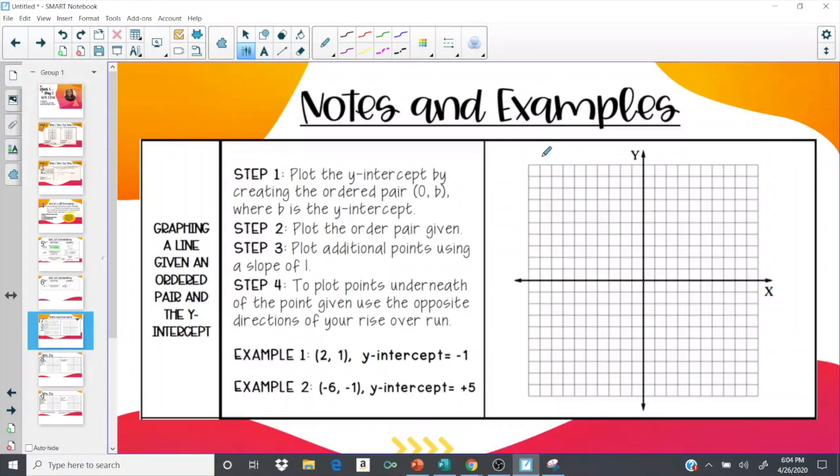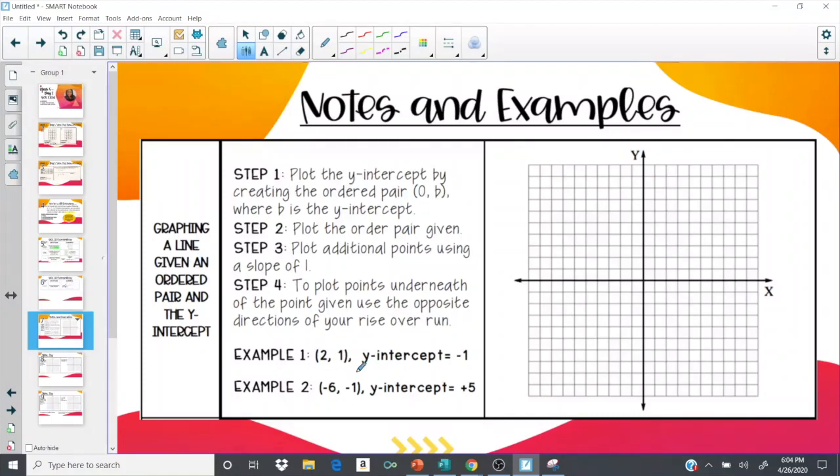So now let's practice graphing a line given an ordered pair and the y-intercept. I'm going to read all of the steps and then go into more detail when we go through our examples. Step 1, plot the y-intercept by creating the ordered pair (0, b), where b is the y-intercept. Step 2, plot the ordered pair given. Step 3, plot additional points using a slope of 1. Step 4, to plot underneath or above the point given, use the opposite directions of your rise over run. Depending on where your point is on the graph, you might have to go above that or below it.